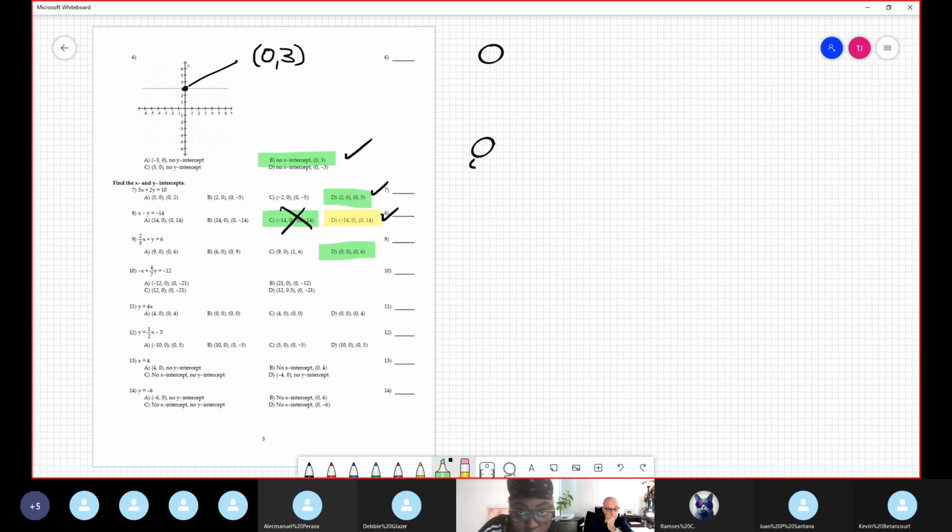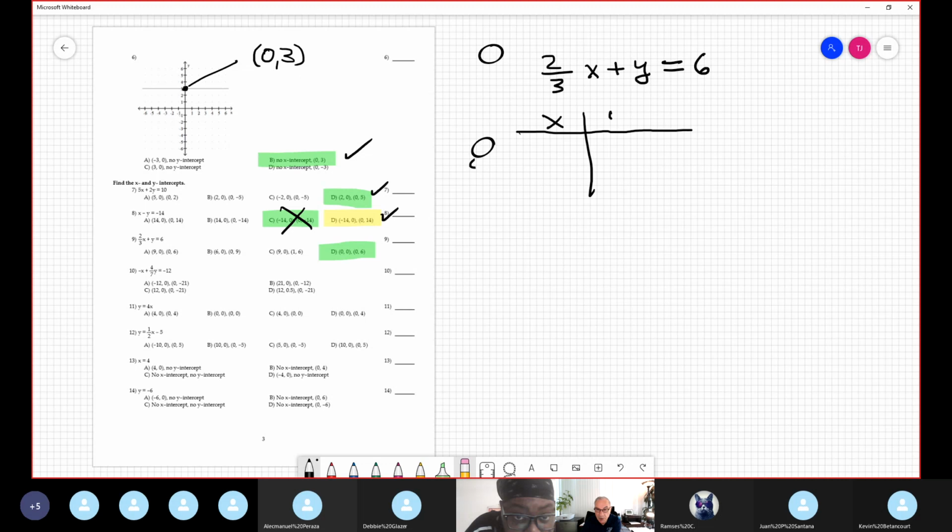My equation is 2/3 x plus y equals 6. Okay. Remember the organization. The organization is you put a table like that. No, not good. Let me try again. The table like that. X, Y, X, Y. Remember, organization is extremely important in mathematics.